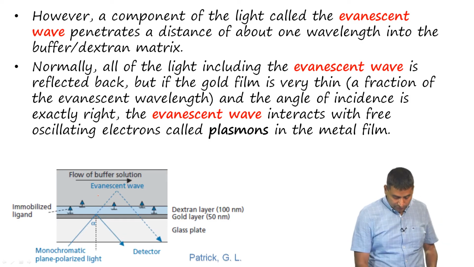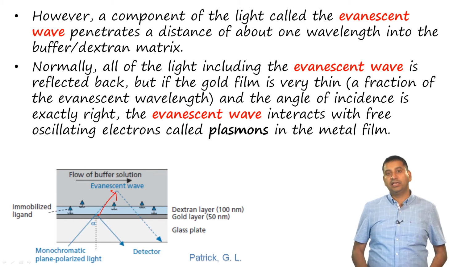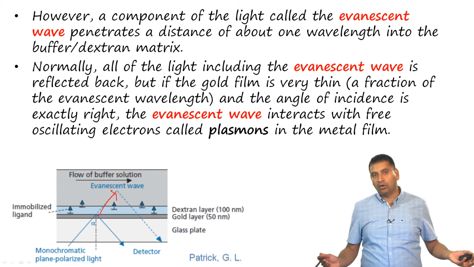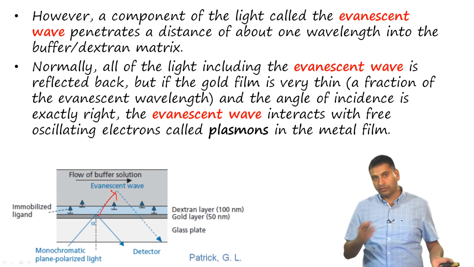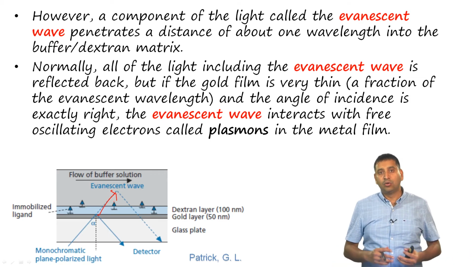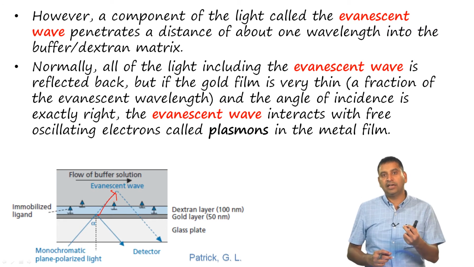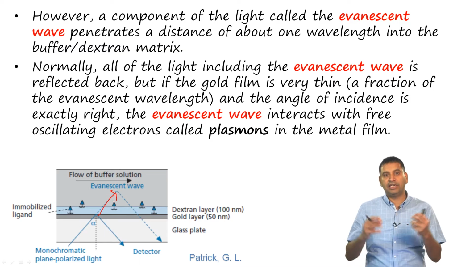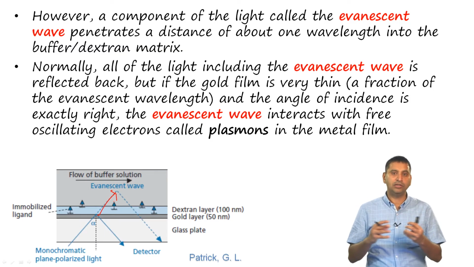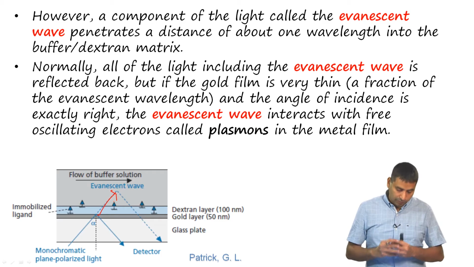So, you have this evanescent wave which is going to penetrate, and then normally all of the light including the evanescent wave is reflected back. But if the gold film is very thin, then a fraction of the evanescent wave, and if the angle of incidence is exactly right, the evanescent wave interacts with the free oscillating electrons known as plasmons in the metal film.